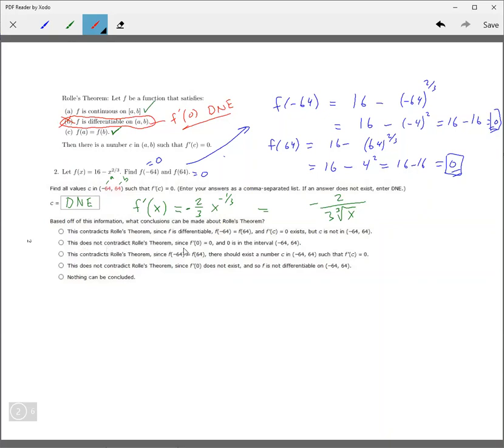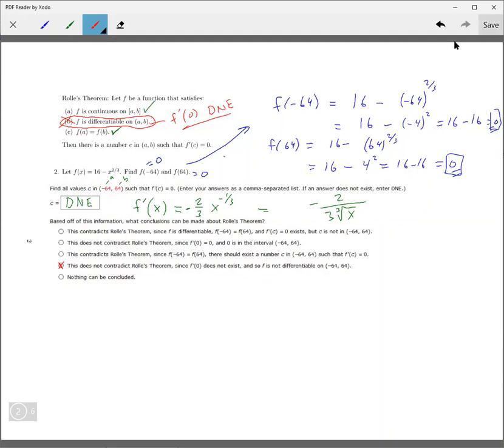This does not contradict Rolle's theorem because f prime of 0, no, that's not 0. This contradicts, no, it doesn't contradict. This does not contradict since f prime of 0 does not exist. And so f is not differentiable on negative 64 to 64. Okay, so this would be the correct answer right here. It does not contradict Rolle's theorem.